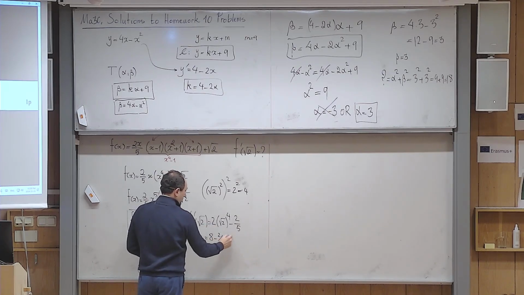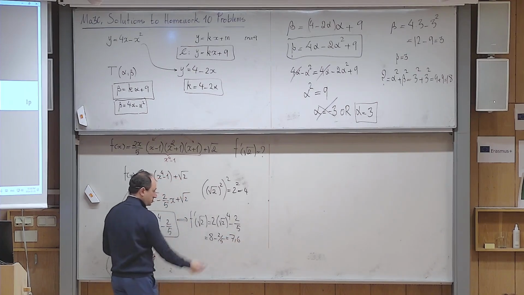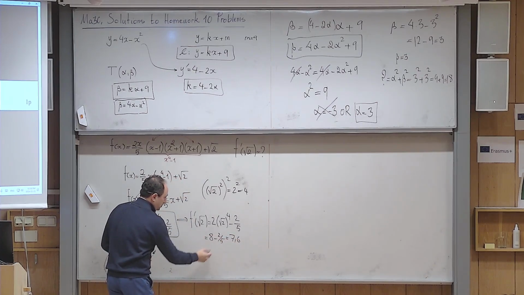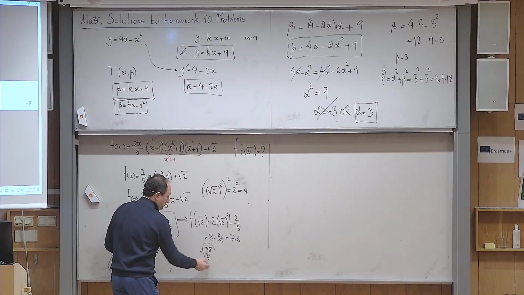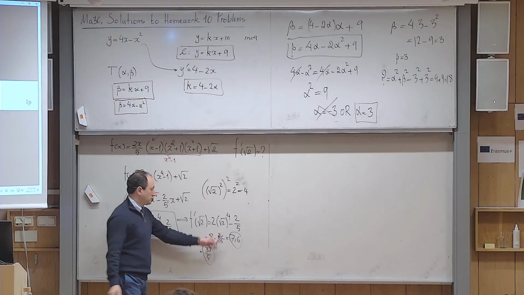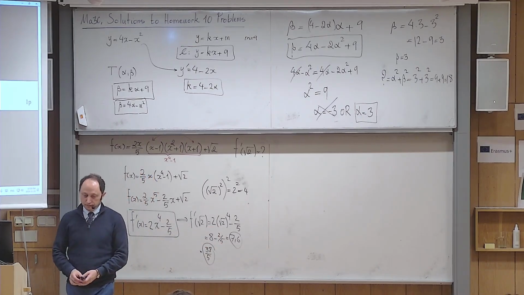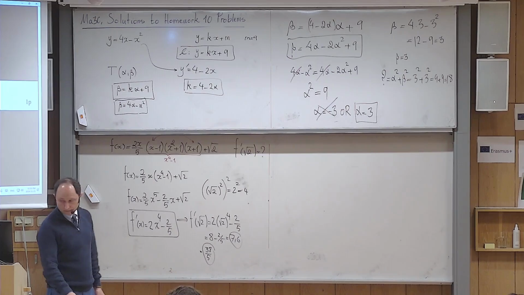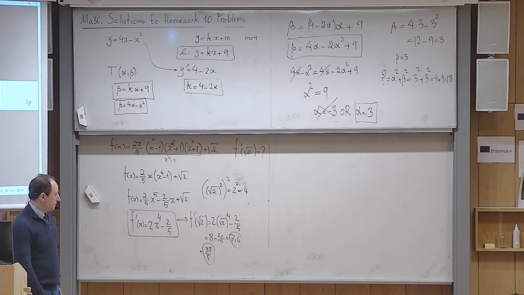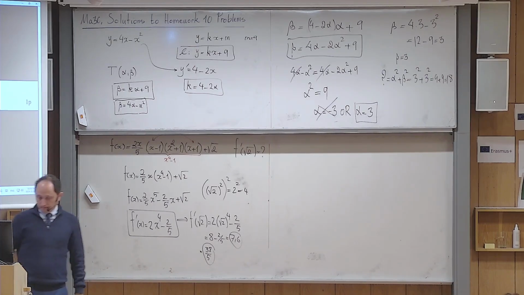So you can write 7.6, for example, because this is exact value, or if you want, you can write 40 minus 2, 38 over 5. Both of them are acceptable in this case, because that one is exact value. Any questions? The next problem.